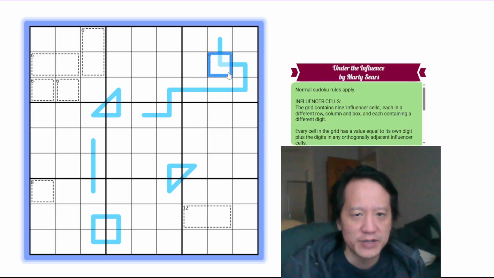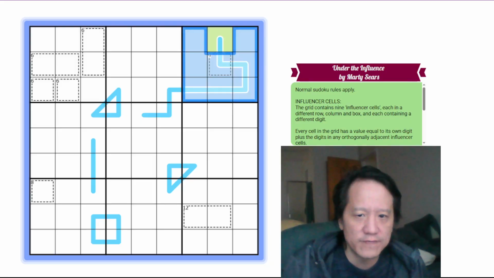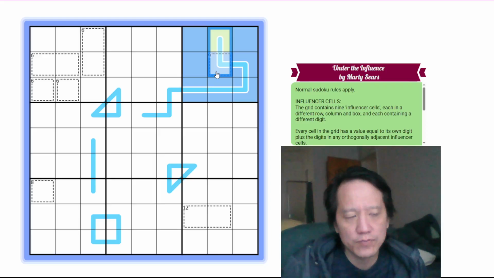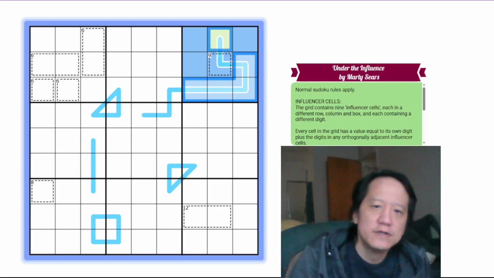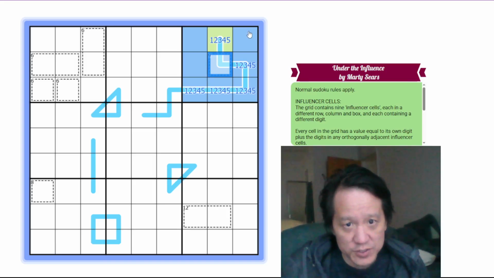This one's always going to be 9 in value, but this would gain value. If this is the influencer cell, these 2 would gain value, so that's too much. If this is the influencer cell, these 2 would gain value. If this is the influencer cell, this would gain value. So I think the influencer cell has to be there, which means none of these are influencer cells, because this one, we already account for that value. So this has to be 1, 2, 3, 4, 5 here, guaranteed. And then this is a value of 9. So this is 6, 7, 8, 9.